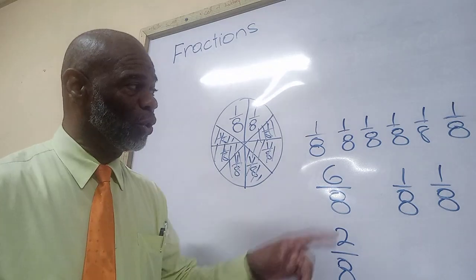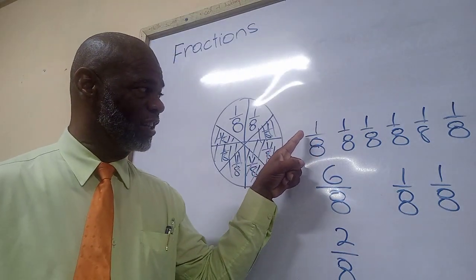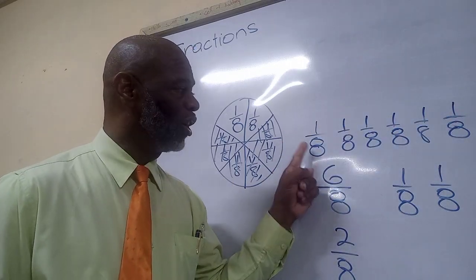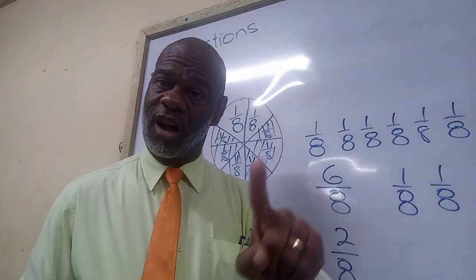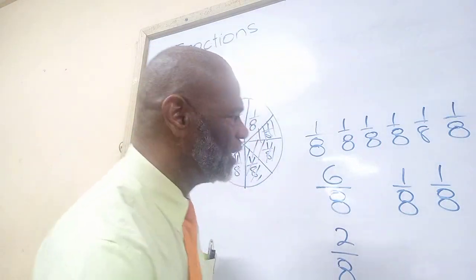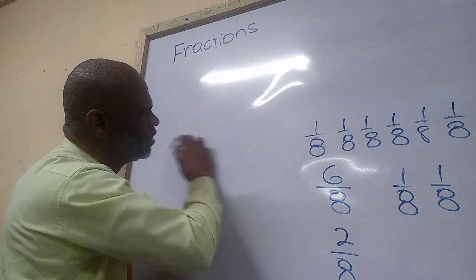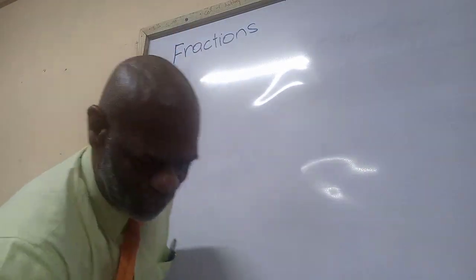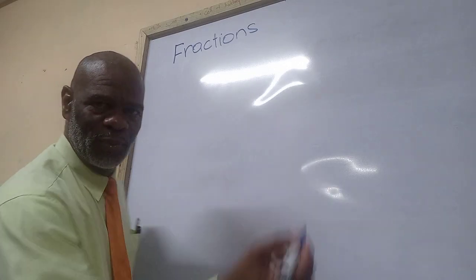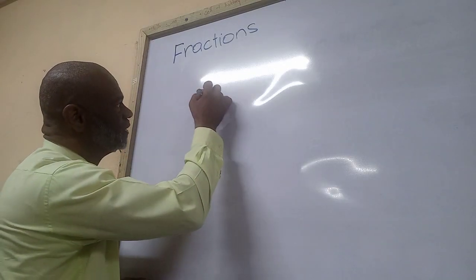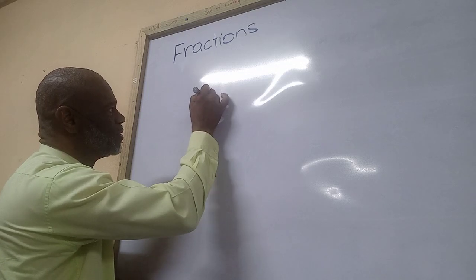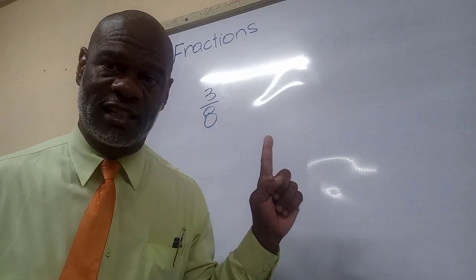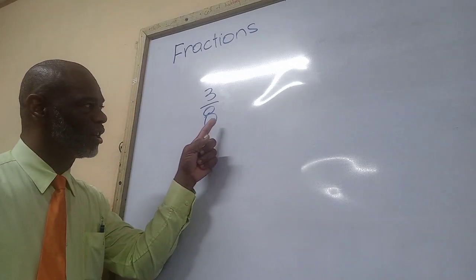Now, if you notice, all of the numbers at the top are common, and all the numbers at the bottom are also common. Let's look at what we call those numbers. Let's say we have this fraction, 3/8. We call it 3/8 because it is 3 out of the 8.